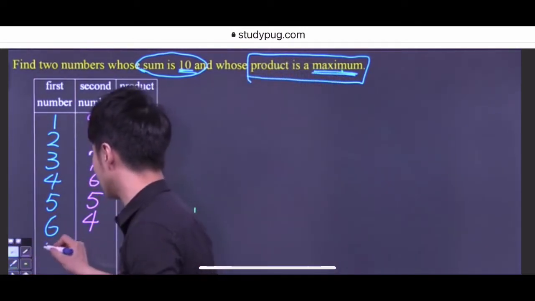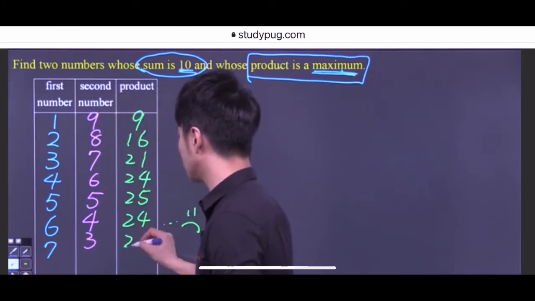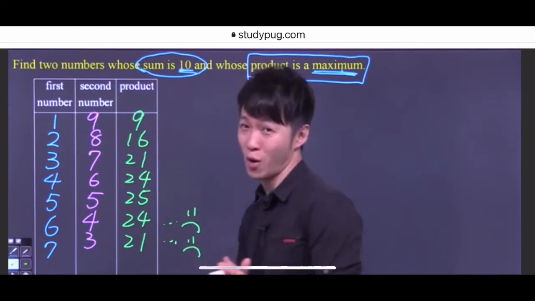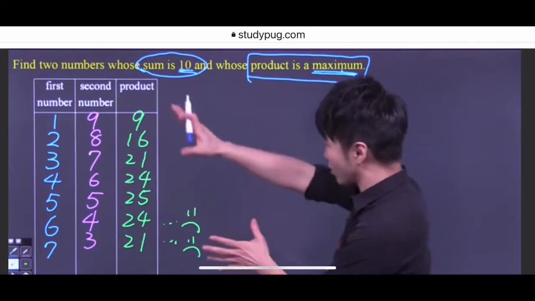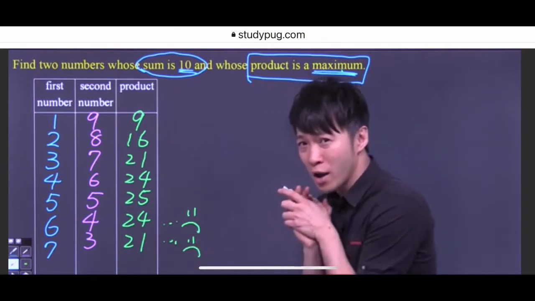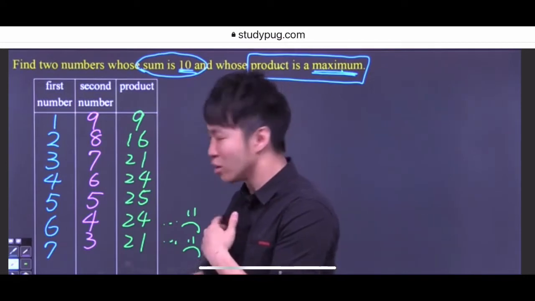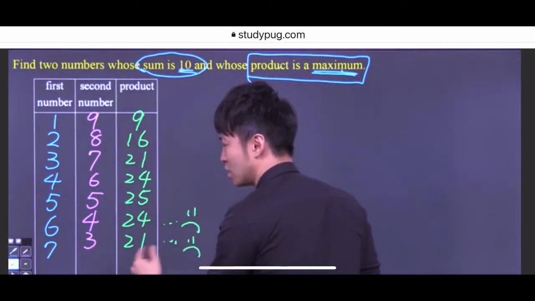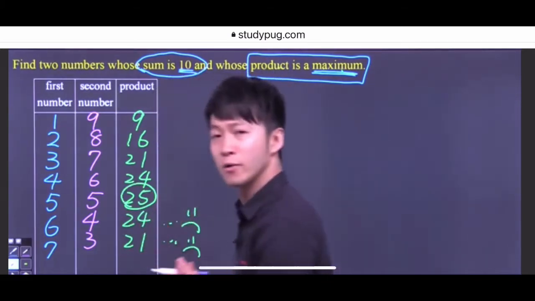So first number 7, second number 3, and 7 times 3 will give us a product of 21. So the product is getting smaller again. We don't want that, right? So it looks like, just from the sets of numbers we've tried so far, we don't have to go any further. It looks like any more sets of integers we try will just give us a smaller product than the maximum product we've got so far, right?